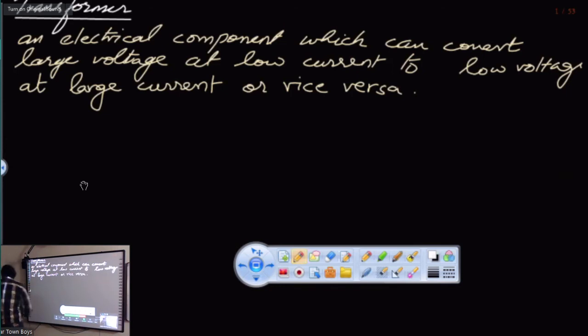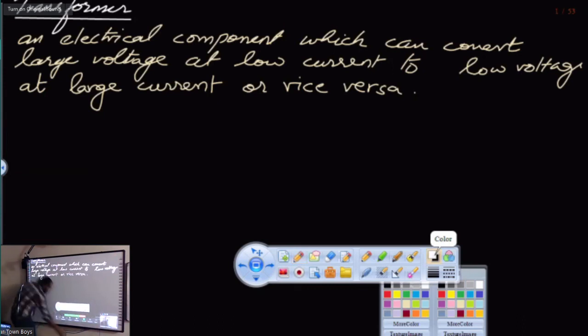There is not a single day of your life that you can live without a transformer. What happens if your mobile is not charged? You know, right? So all these are transformers. They can convert. Stabilizer is a very good example. They convert large voltage to small voltage.